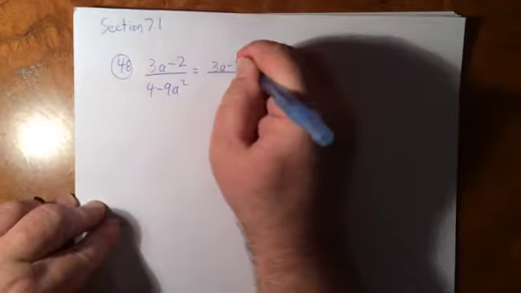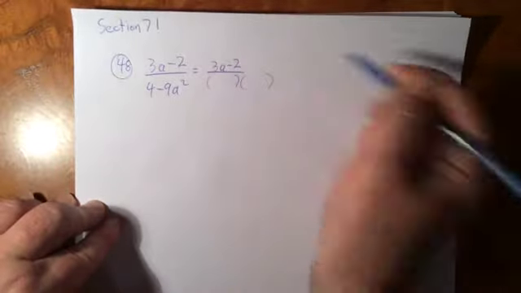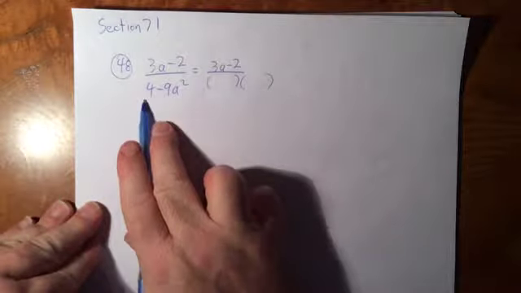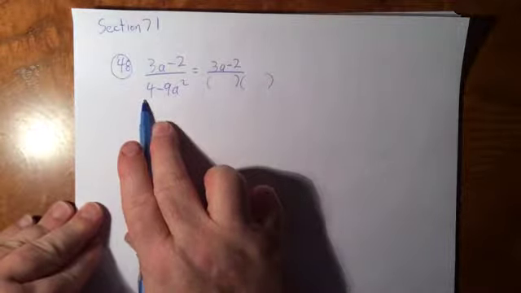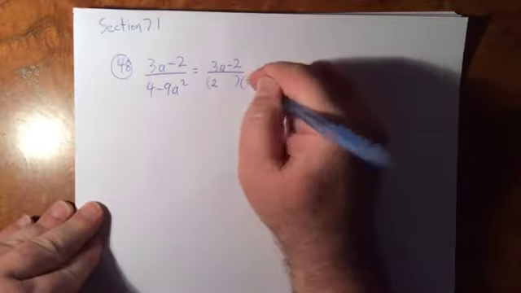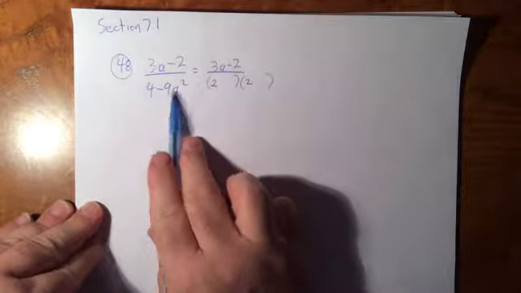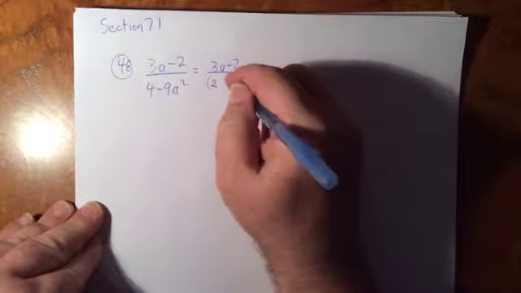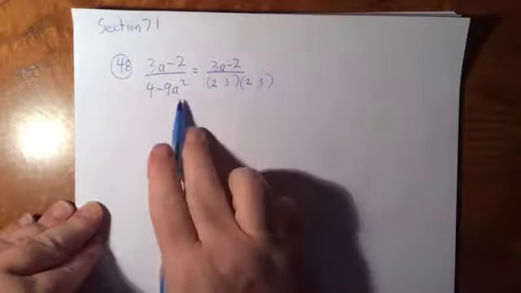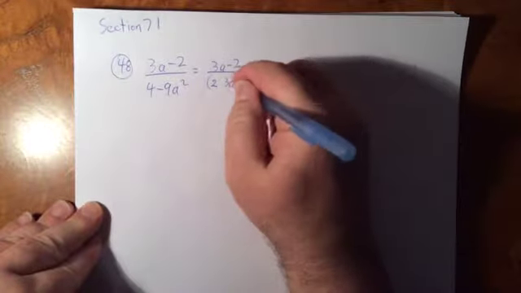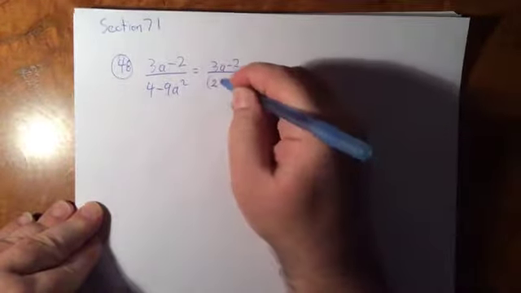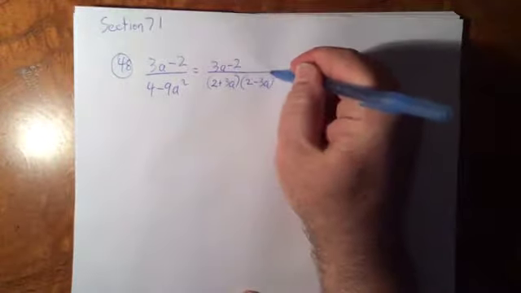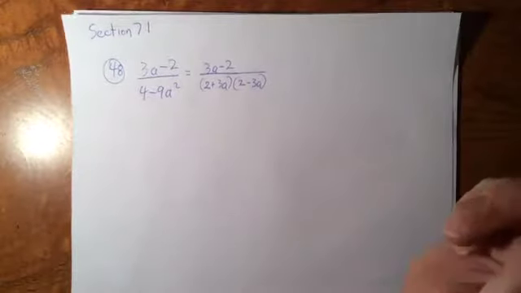So in the top we have 3a minus 2. The bottom is the difference of perfect squares. To factor it as the difference of perfect squares, I'll take the square root of the first term. The square root of 4 is equal to 2. And then the square root of 9a squared. Well, first, the square root of 9 is 3. The square root of a squared is a. And I'm going to write this as plus and minus. And now we have factored the denominator of the rational expression.